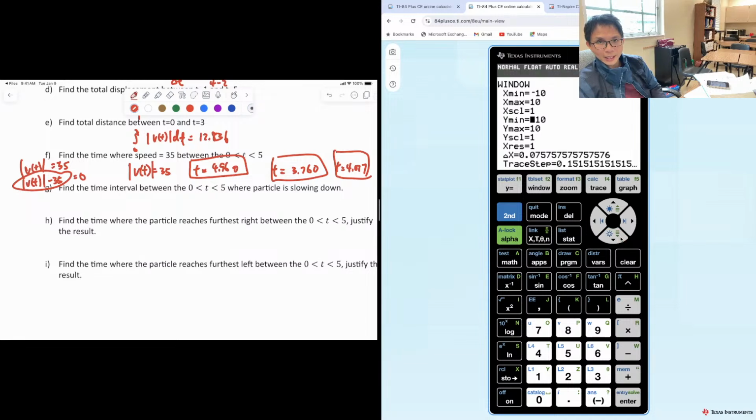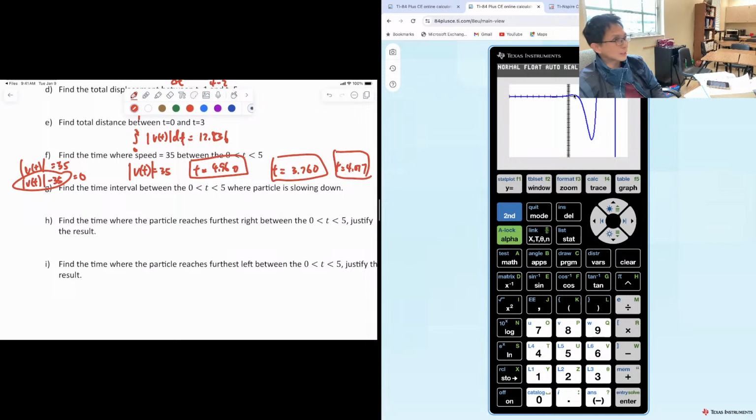I'm going to say it's negative 50. So if I have negative 50, hopefully I will see the whole graph. So now I see this. This part going up, this is speeding up. This part is slowing down, right? So I basically look for the maximum and the zeros.